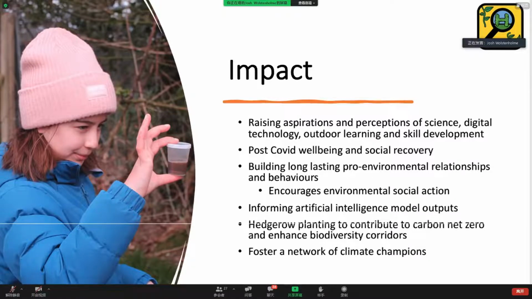So through using this vast range of technologies, we are hoping to raise aspirations and perceptions of science, outdoor learning, and skill development. And we want to create a nation that not only cares about their environment, but actively engages with it, understanding its processes and its needs so that we and they can look after it for years to come.